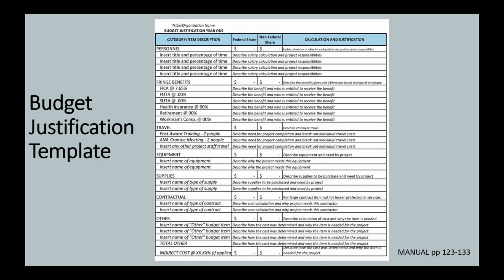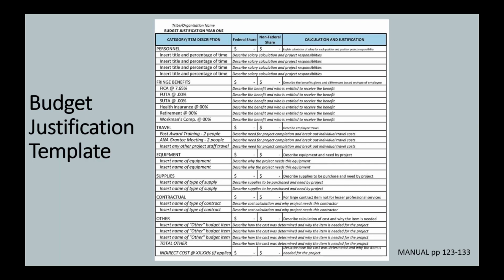It also fills in the totals for each budget class category. So not only will you have the personnel listed, but you also have the amount total for that category under the federal share or the non-federal share. So it's all around just a cool little template, and it also does that for every single category.